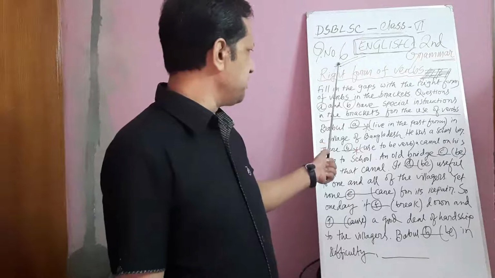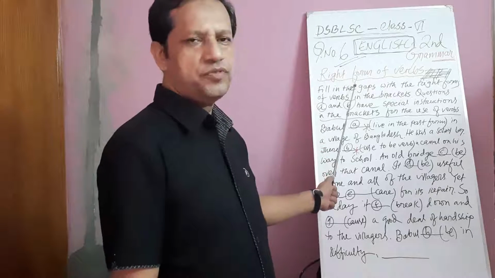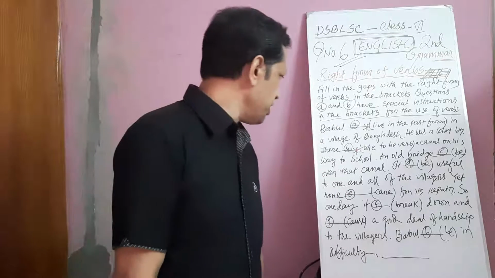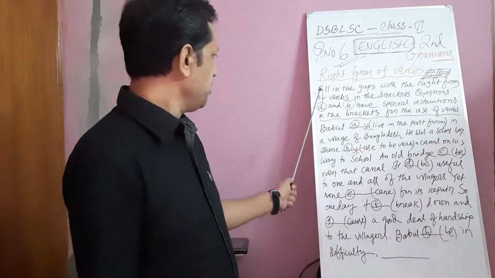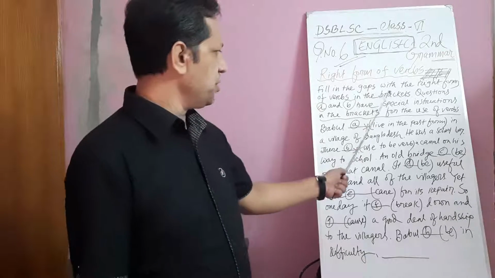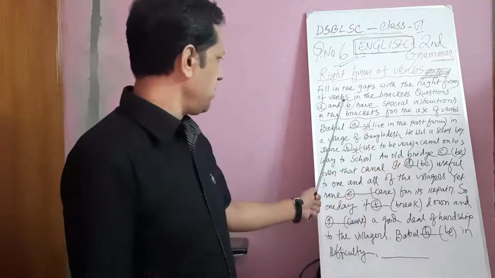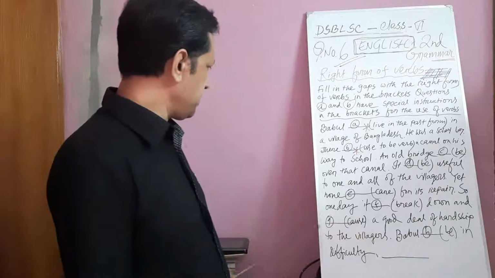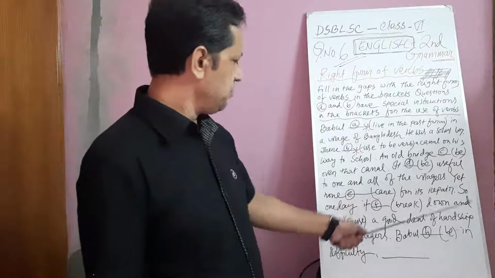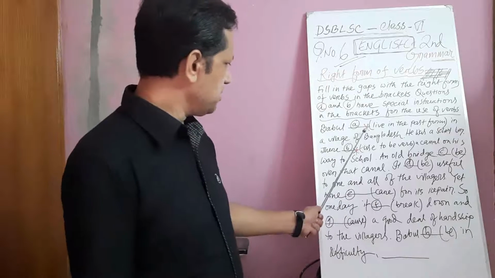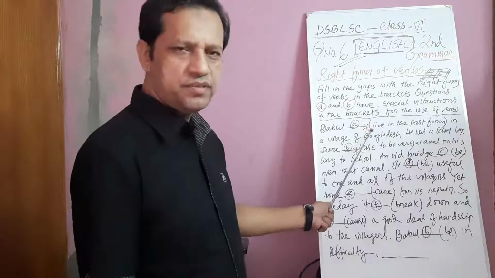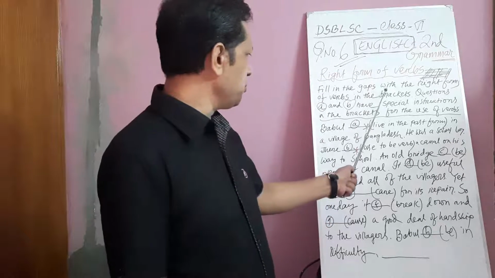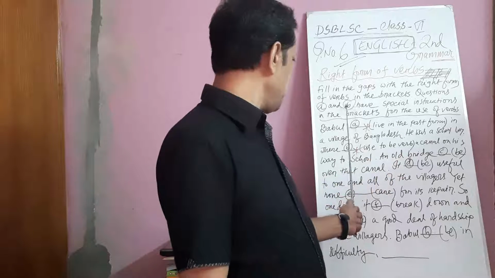Question number 6, the topic is right form of verbs, and here the question is in this way: fill in the gaps with the right forms of verbs in the brackets. There is a passage, and in the passage there are some gaps about verbs in sentences. So, fill in the gaps with the right forms of verbs in the brackets.